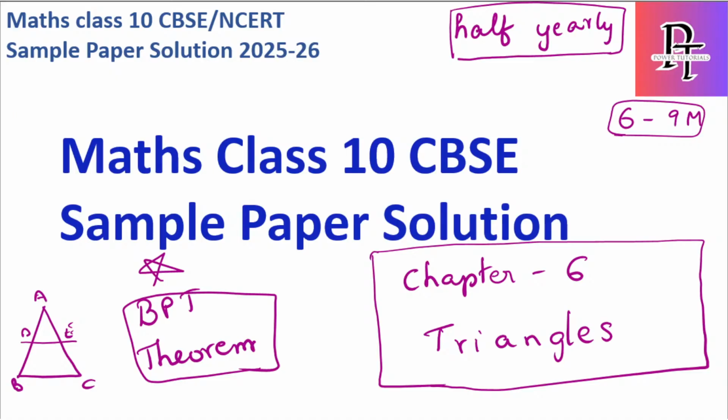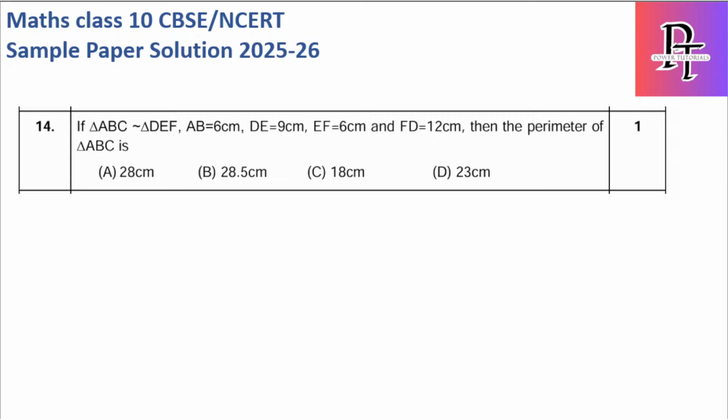So let's continue. From the triangle chapter, this is the first question, which is the 14th question, an MCQ. Let's solve this. In this question, we have a triangle ABC which is similar to triangle DEF. They have mentioned AB, DE, EF, FD, and they are asking for the perimeter of triangle ABC.